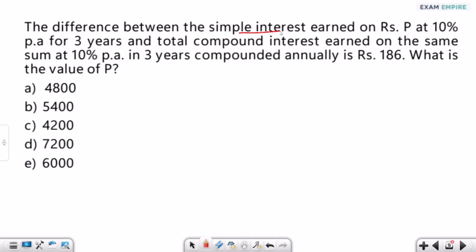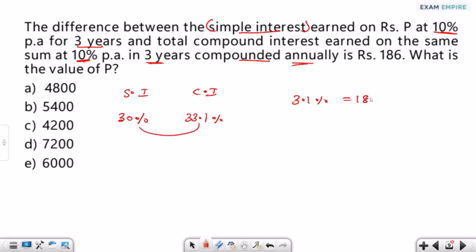Next, the difference between simple interest earned on a sum at 10% per annum for 3 years. Okay, simple interest 10% per annum for 3 years, so total it will be 30%, and compound interest on the same sum at 10% per annum in 3 years compounded annually. Okay, compounded annually 10% per annum for 3 years in the sense 33.1%. The difference is 186. So what is the difference here? So difference is 3.1%. So this 3.1% is 186.